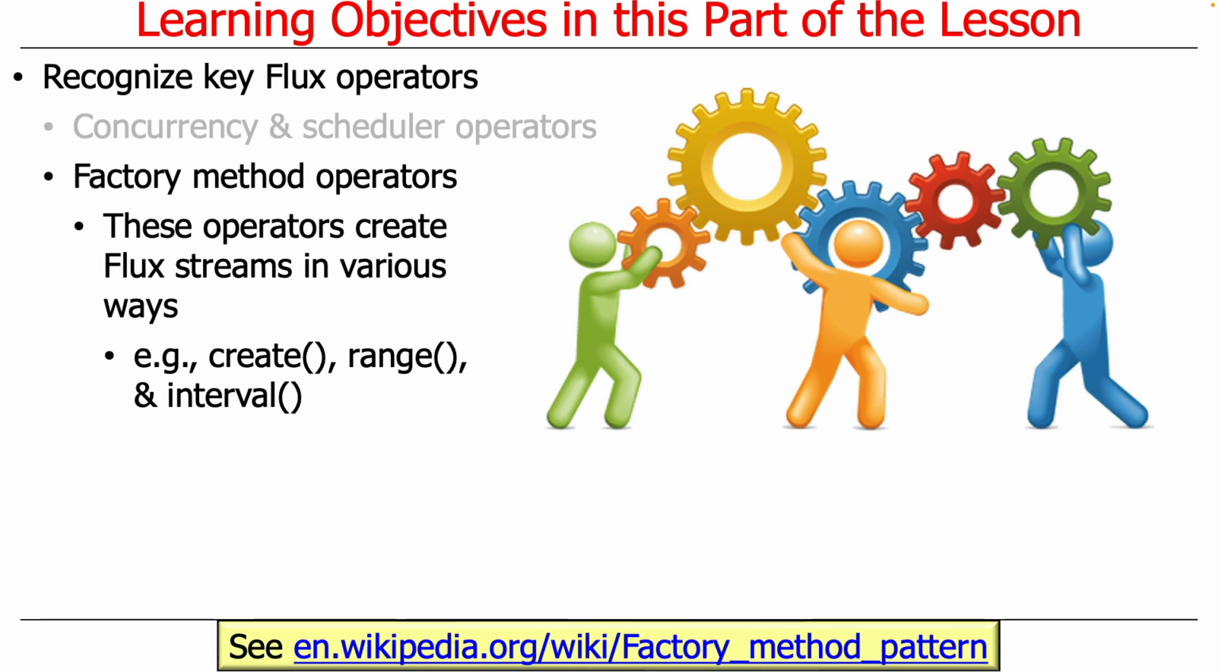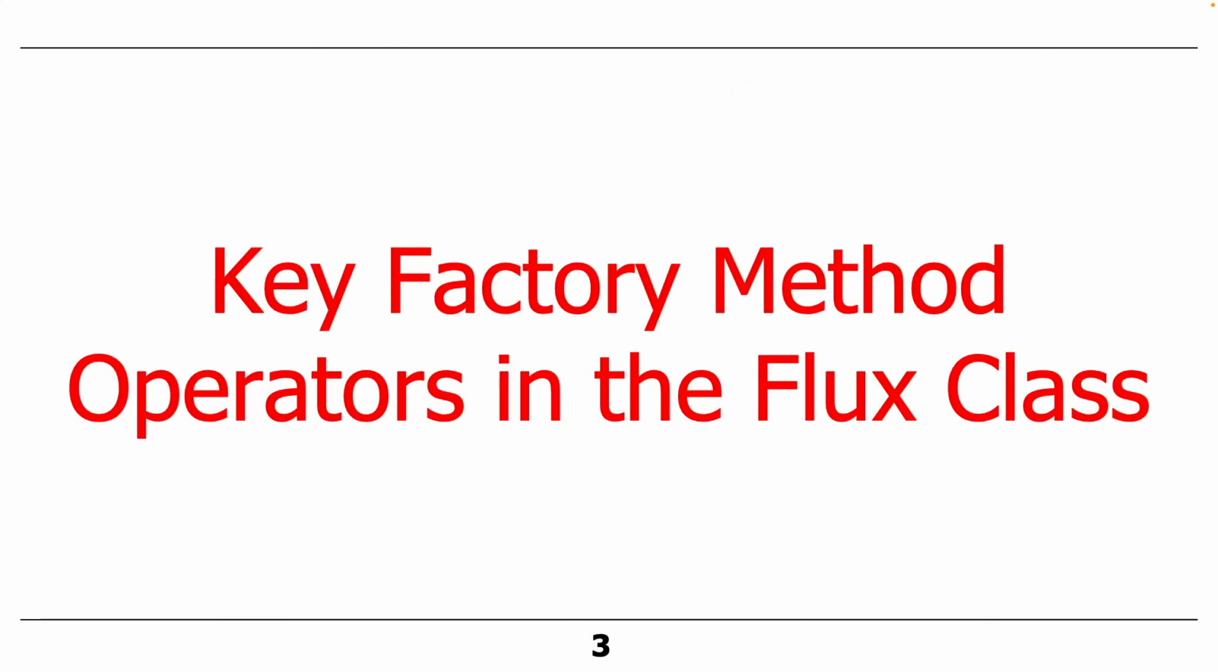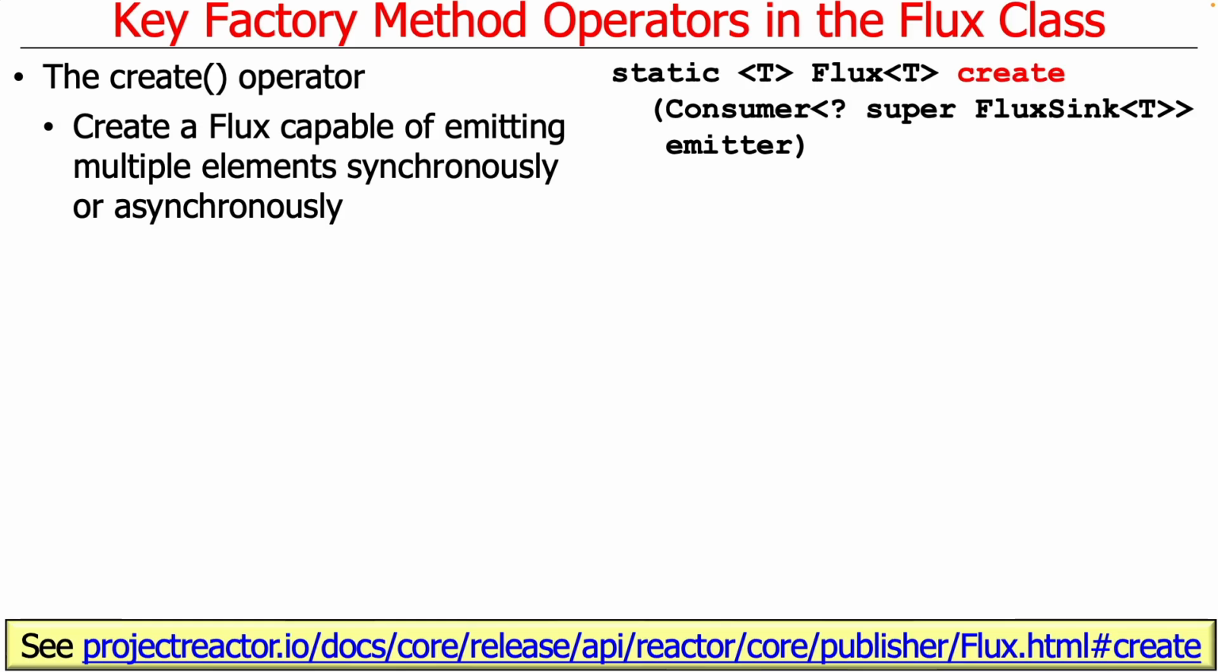So you all know a factory method, what it does. It creates something. These create Flux streams in various ways. And the three methods we're going to talk about are create, range, and interval. So let's talk about each of those in turn. We'll start by talking about create.